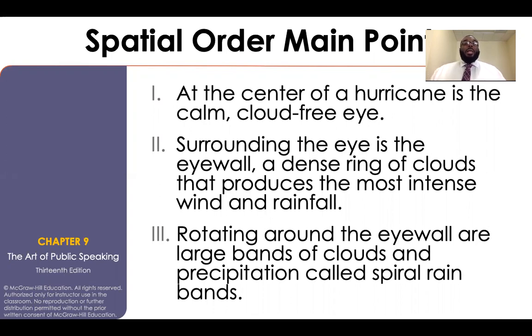This example is of a hurricane. At the center of a hurricane is the calm, cloud-free eye. Then the speaker begins to work out from the eye. So you can discuss in direction from innermost to outermost. Second main point, surrounding the eye is the eye wall. Third main point, rotating around the eye wall are large bands of clouds. As you can see, there's a directional pattern of information.